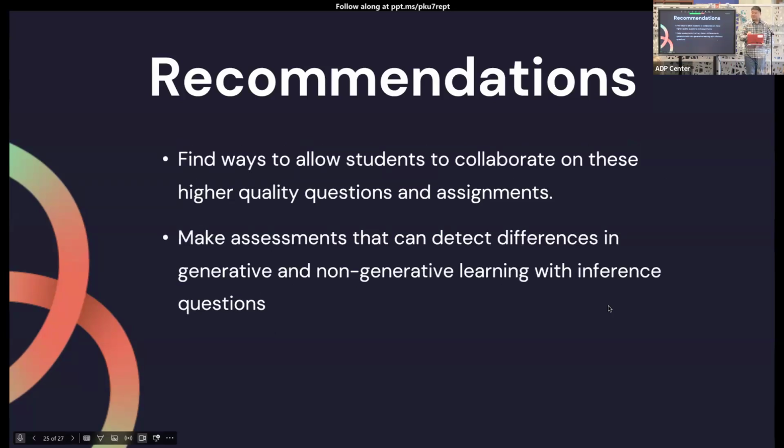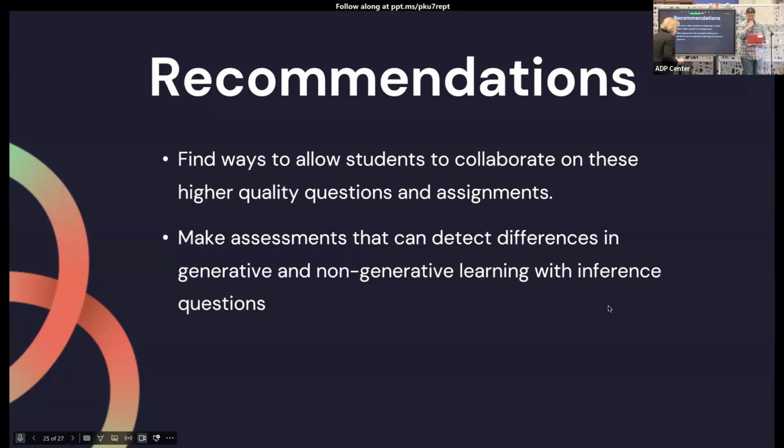Find ways to allow students to collaborate on these higher quality questions and assignments, right? The recitation. This has huge implications, especially in college practice, where recitation is oftentimes not seen as having much value. Some instructors probably value it quite a bit, but I still see a lot of lectures where that's the main format of learning, right? But to me, you learn by doing. That's my personal mantra. And so I like the concept of, what if you made a little bit more recitation, a little bit less lecture, right?